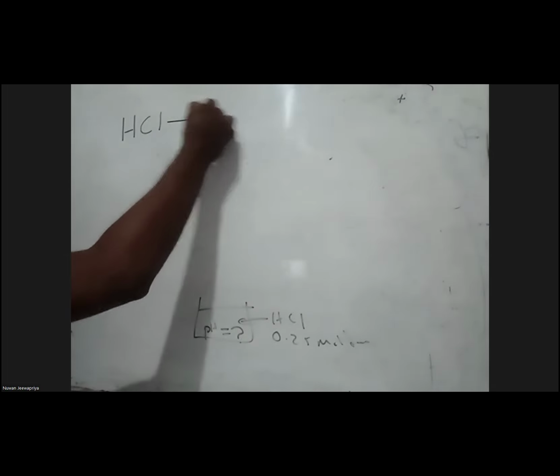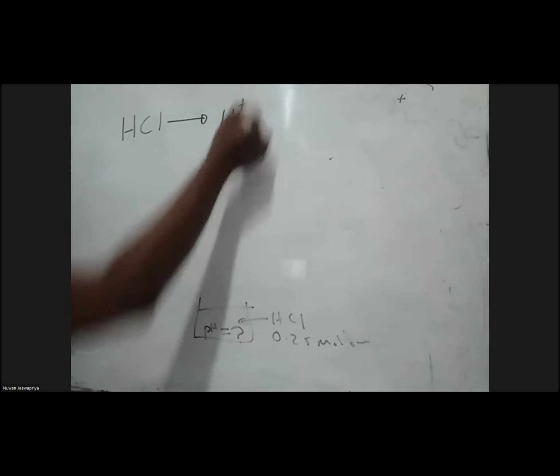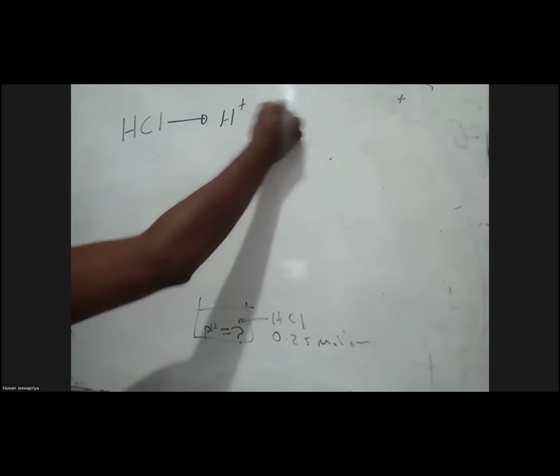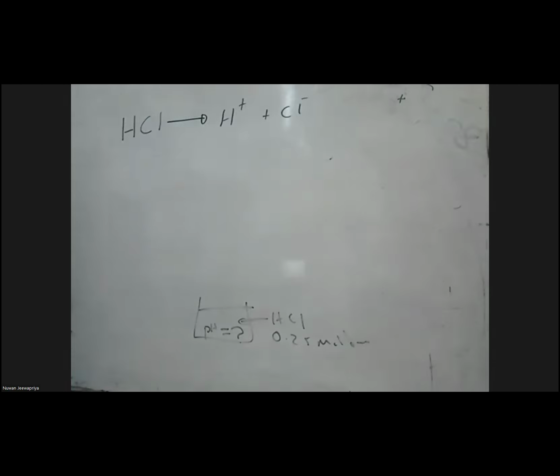0.25 moles per cubic decimeter. They ask what is the pH of that. So we are to find the pH. HCl is a strong acid, so it is strongly ionized to give H plus ions and Cl minus ions.